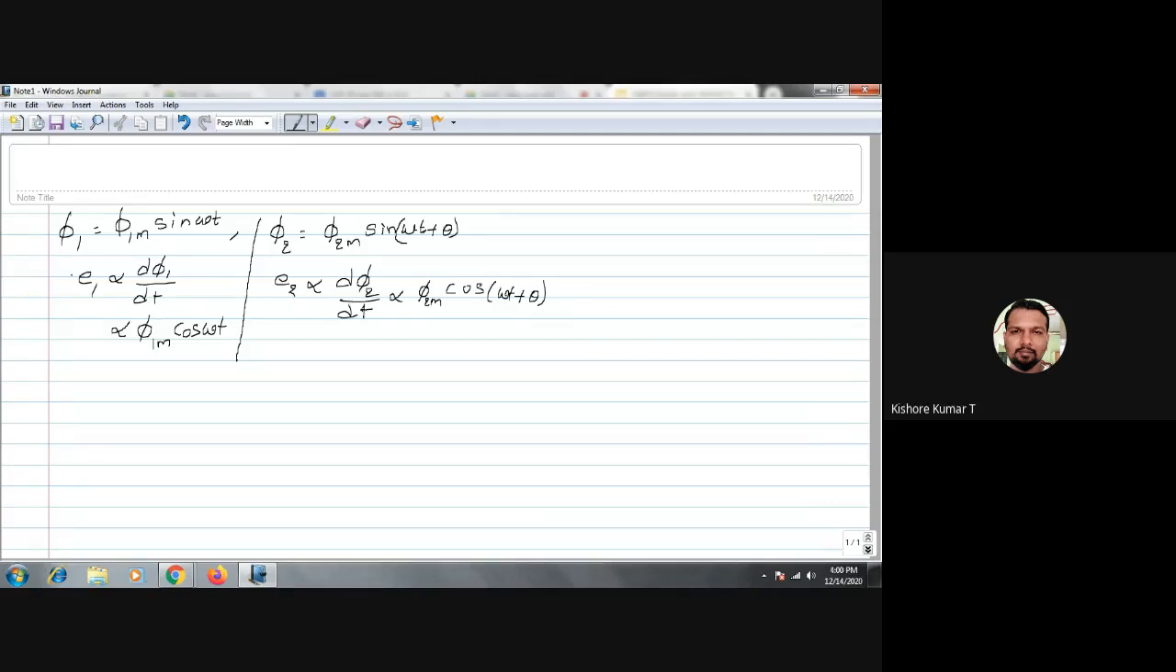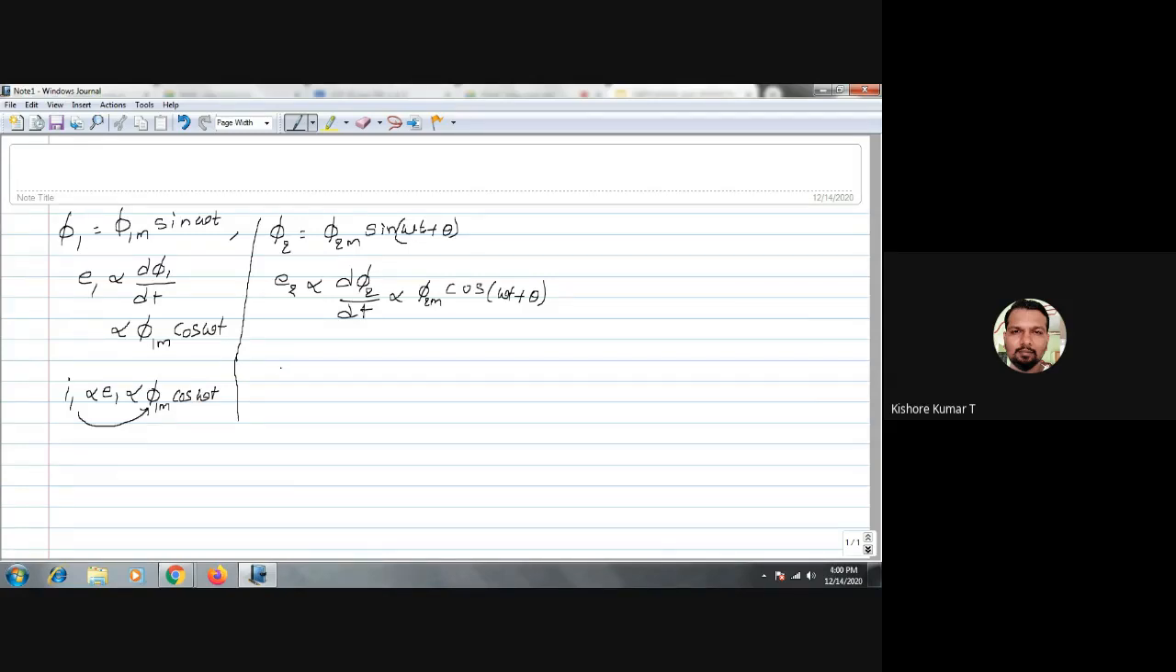And here, E1 sets an eddy current I1 in the disk, which is proportional to the magnitude of E1. Why? Based on the magnitude of E1 itself, the magnitude of eddy current will depend. So that's why I1 is proportional to E1, and finally I1 is proportional to phi 1m cos omega t.